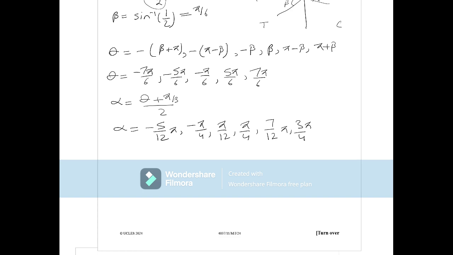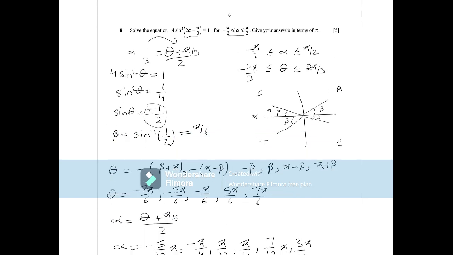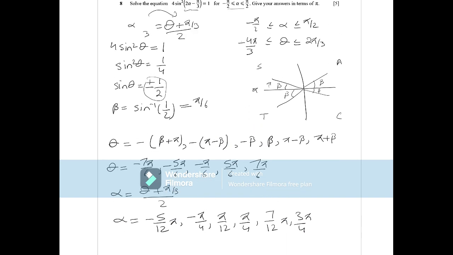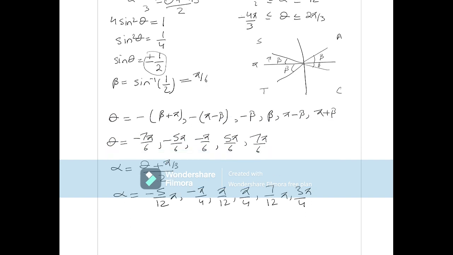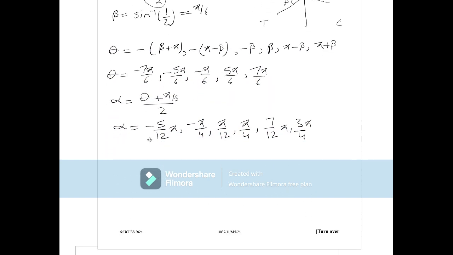So the range on alpha is from negative pi by 2 to pi by 2, which is negative 0.5 pi to positive 0.5 pi. So this is well in the range because this is smaller than negative 0.5. You can use your calculator though. But this is bigger than 0.5 pi, so this is omitted. This is omitted since this is bigger than 0.5 pi, and the final one is not omitted because this is less than 0.5 pi. So final answers would just be negative 5 by 12 pi, negative pi by 4, pi by 12, and then pi by 4.